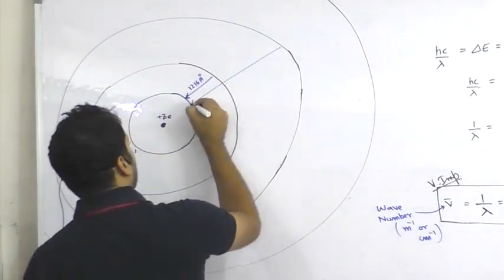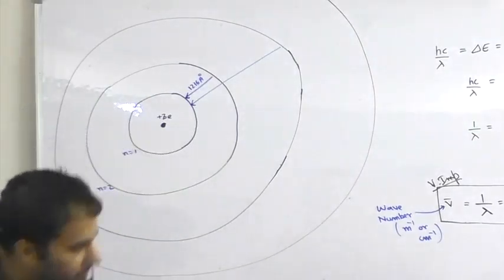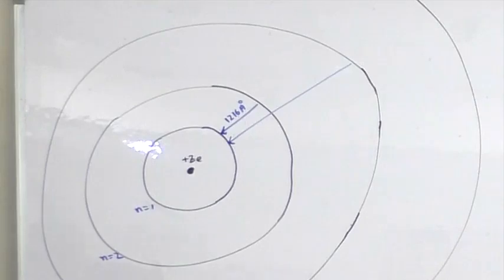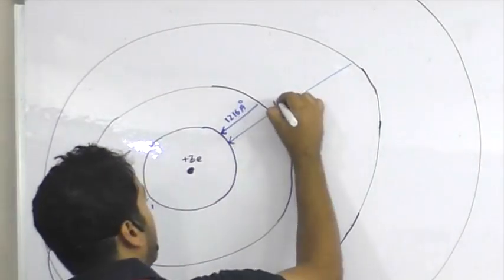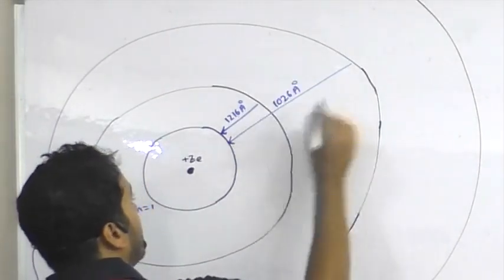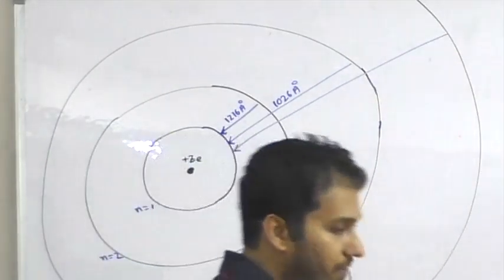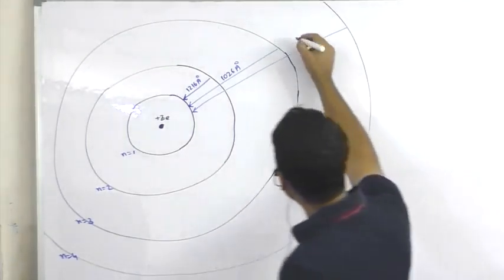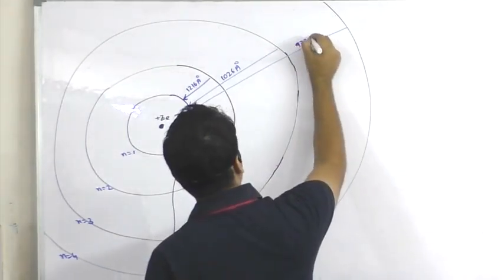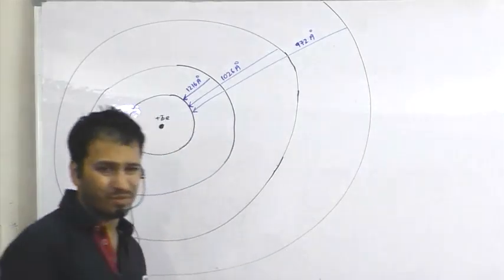Tell me then for 3 to 1. If the electron jumps from 3 to 1, what will be the photon emitted? Please solve. 1026 Armstrongs. Next, tell me, if it is jumping from 4 to 1, what is the wavelength of the photon emitted? 972 Armstrongs approximately.